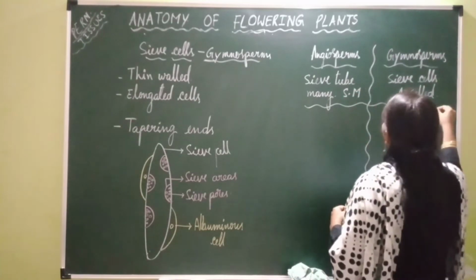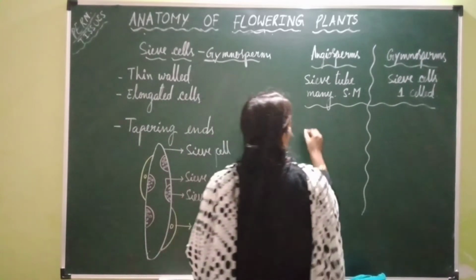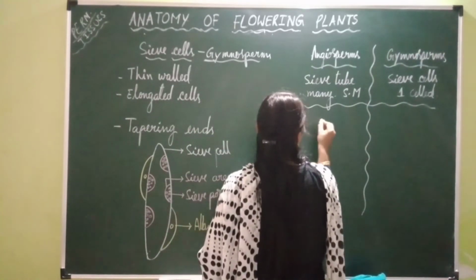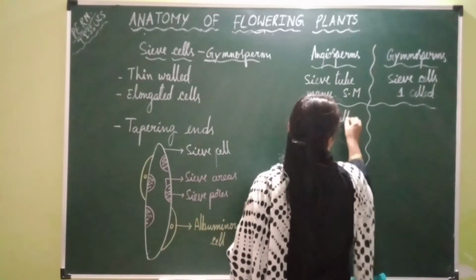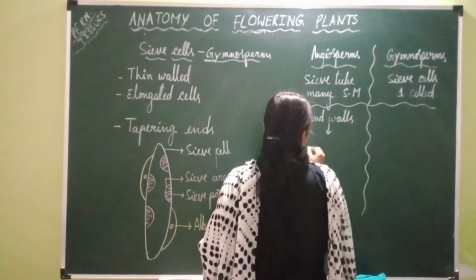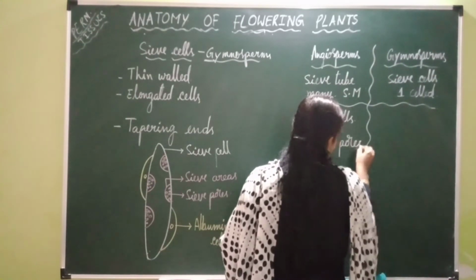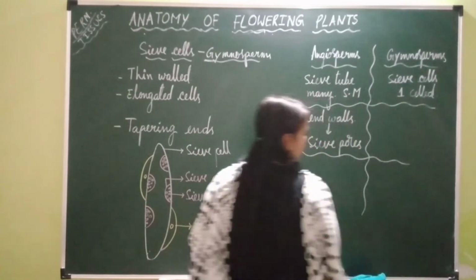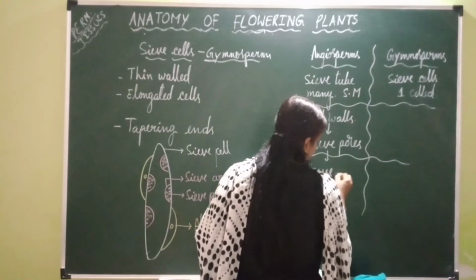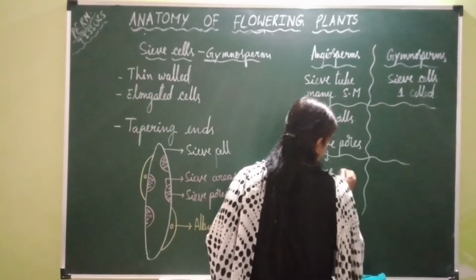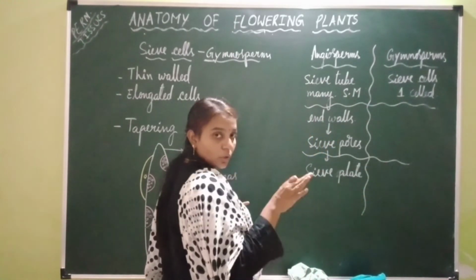Next. In case of angiosperms, sieve tube consists of sieve pores in the end walls or cross walls. So sieve pores are present in end walls or cross walls. And these end walls or cross walls which consist of sieve pores are called sieve plates.